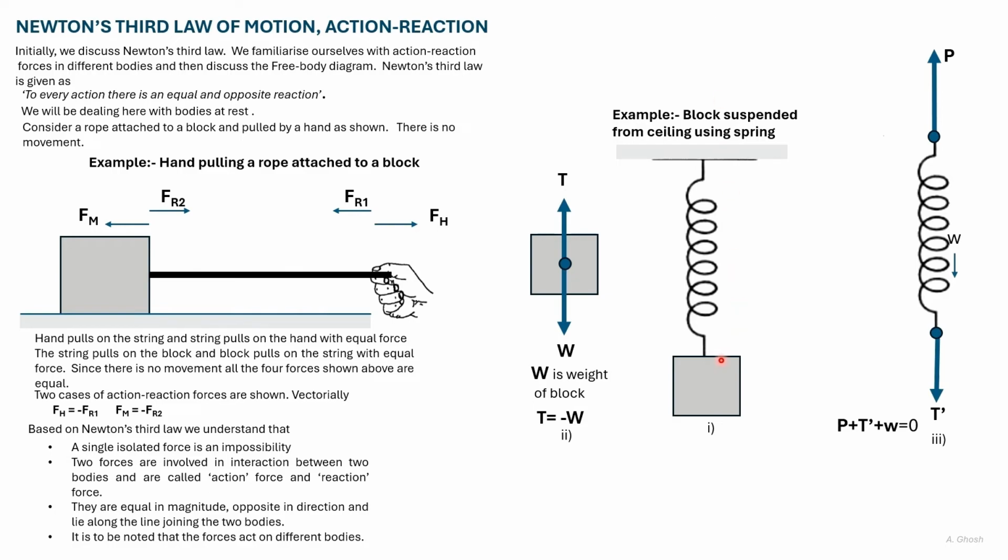Let us now look at the equilibrium of the block. The block is being pulled by the spring, and also the block is being pulled by the earth. Since the block is in equilibrium, the vector sum of the forces acting on the block add up to 0. So T plus W add up to 0. Here we haven't discussed the forces that the block itself exerts on the environment.